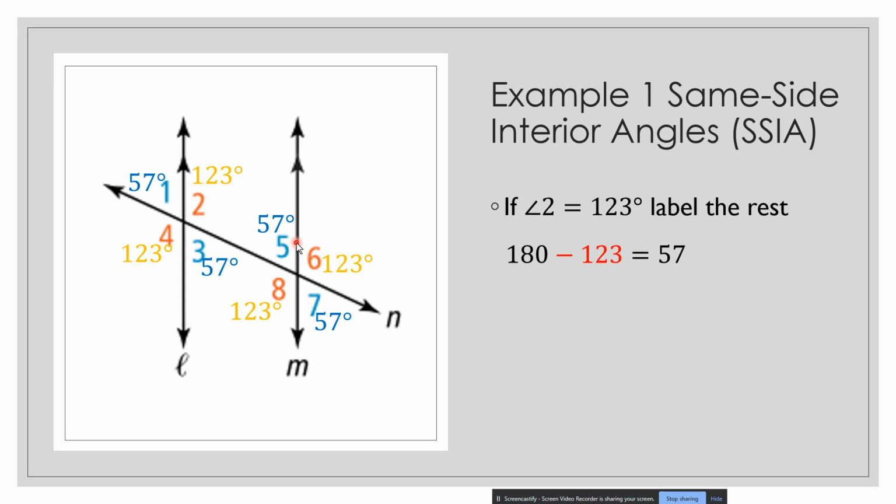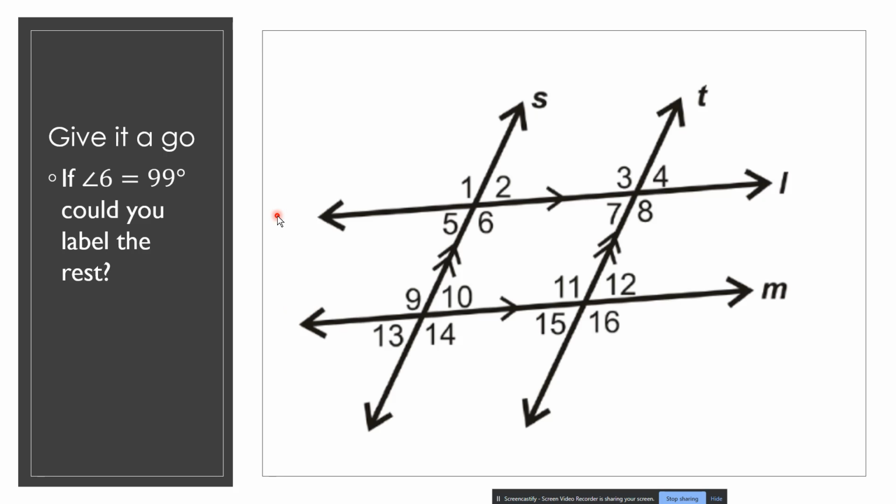So you see, once you get one angle, it's pretty easy to get the rest, because you only really have 2 choices, especially if you're dealing with parallel lines only. So go ahead and give this a shot, and it shouldn't be too hard. If measure 6, that's this one, is 99, which ones are 99? All right. So give it a pause if you want, and we'll resume it soon.